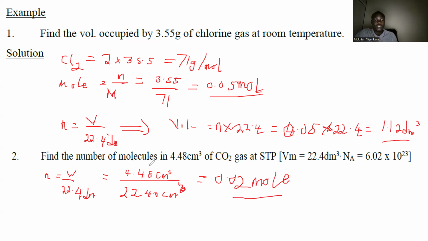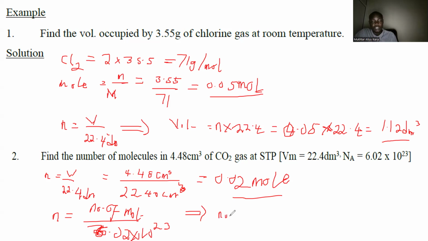So after we have this, then we're going to calculate the number of molecules. And it's simple. From our previous slide, we have mole is equal to the number of molecules divided by 6.02 times 10 raised to the power of 23. So if we now make the number of molecules the subject of the formula, we have the number of moles, 0.02, times 6.02 times 10 raised to the power of 23. So whatever we get is our number of molecules. Thank you.